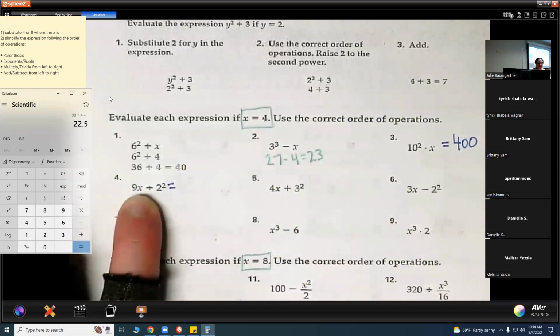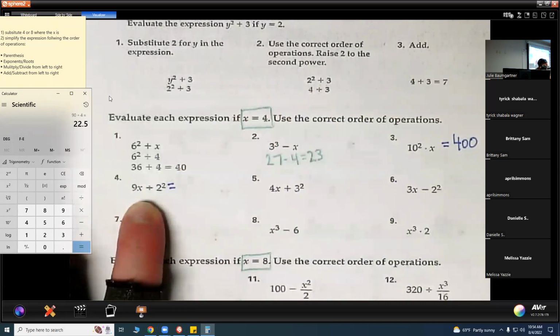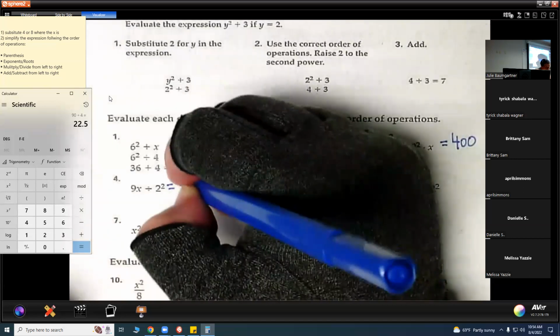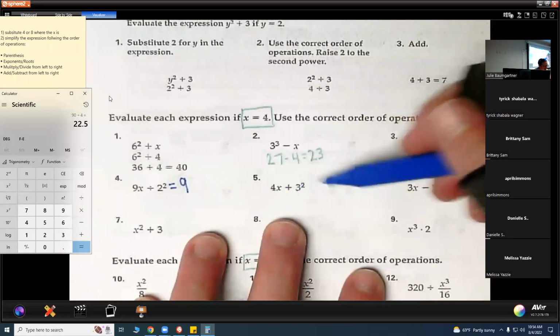Oh, I'm sorry. For some reason I'm still doing x equals 10. X equals 4. Sorry. So yes, that sounds much better. 36 divided by 4 is definitely 9. Sorry, guys. Okay, you passed the test. Good job. Okay, number 5, right?